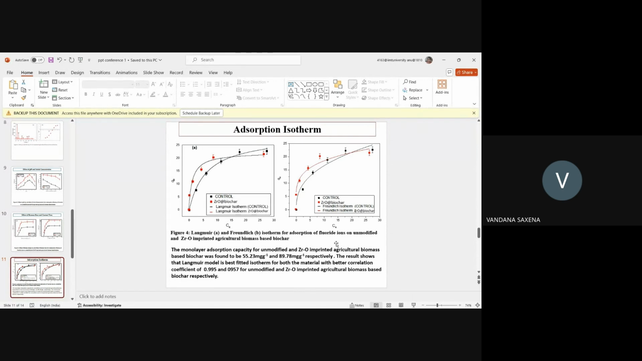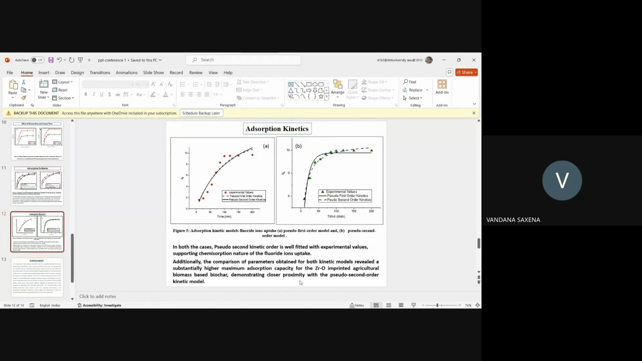Similarly, we performed the Freundlich isotherm. Here we found that it has a weaker fit with the data, which clearly indicates that the Freundlich model is less applicable in comparison to the Langmuir model, which indicates that the adsorption process might be a monolayer adsorption on the surface of the adsorbent.